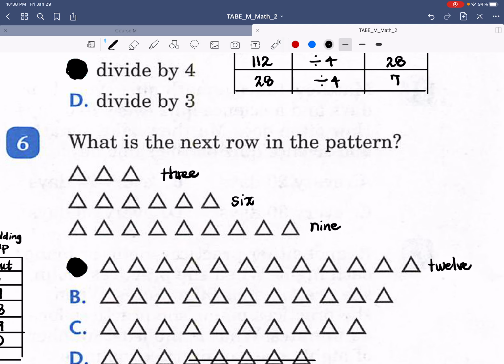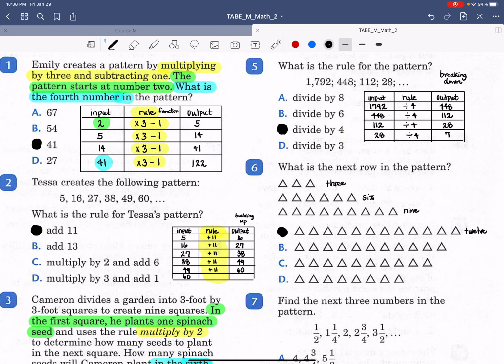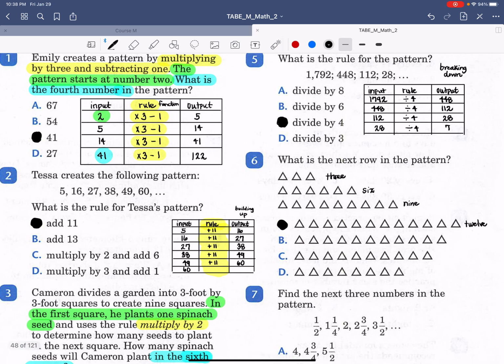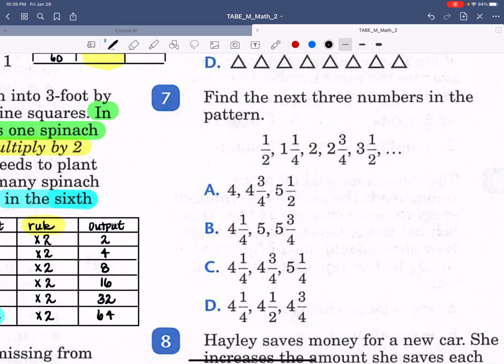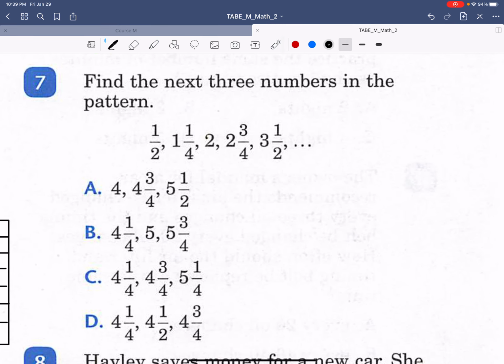With the picture pattern, you don't need the table. I don't draw a table with that one. You can if you want, but that one you kind of just look at. This one's a tricky one, guys, because of the fractions. But I'm going to show you a trick to deal with this. So don't panic here. It's okay.